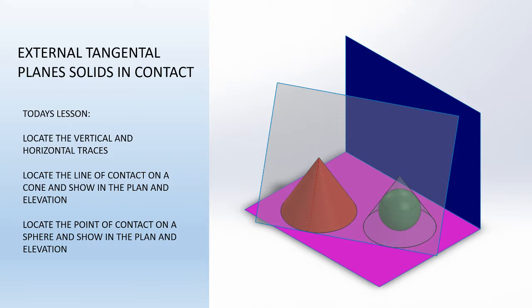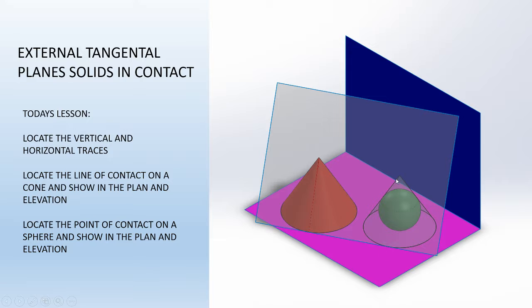In today's lesson, we will locate the vertical and horizontal traces of the tangential plane in contact with the cone and sphere. We will then locate the line of contact on the cone and show it in the plan and elevation. Lastly, we will locate the point of contact on the sphere and show this in the plan and elevation.